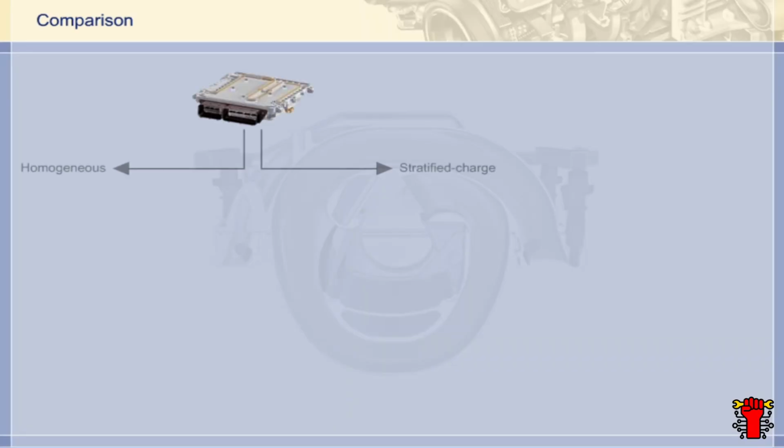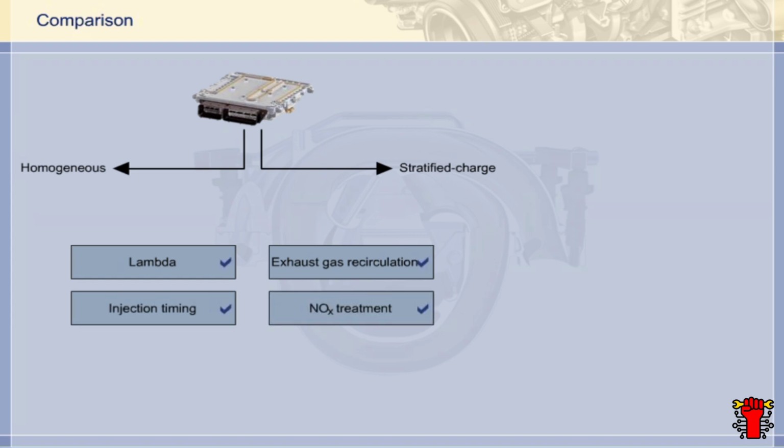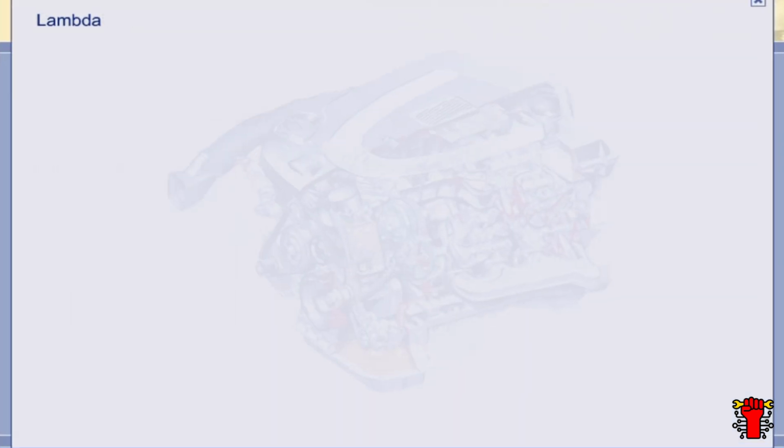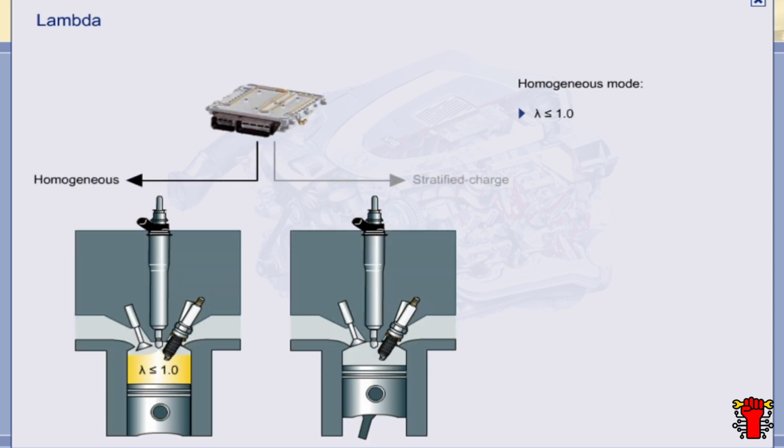Here's a brief overview of the main functional differences between homogeneous operation and stratified charge operation. By the way, a more detailed analysis of these differences can be found in the study program Direct-Injection Petrol Engines. In homogeneous mode, the engine is operated approximately at lambda equals 1. The mixture ratio is uniform throughout the entire combustion chamber. The mixture cloud is therefore homogeneous.